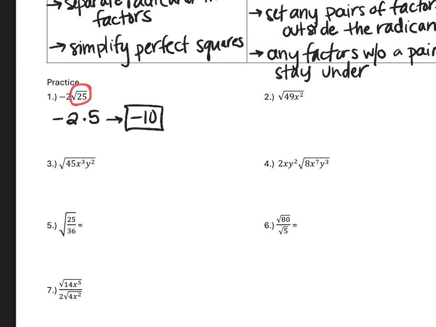Okay, number 2, when I have variables underneath, anything that is squared will simplify. So the square root of x squared is going to just be x if you take the square root of a square. So if I separate this into factors, I would call this square root of 49 times square root of x squared. I can simplify both of these. So this becomes square root of 49 is 7 times the square root of x squared. That is just basically an inverse operation. So we get 7x.